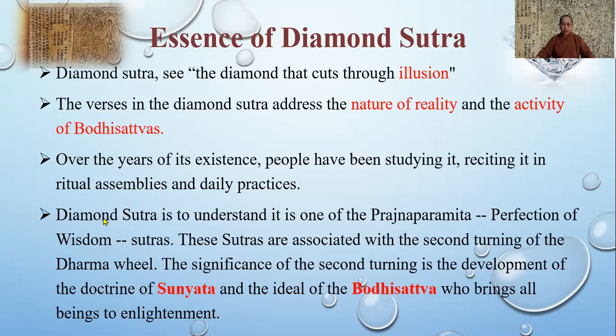In the last, this Diamond Sutra is to understand the Prajnaparamita, but in here it says that this sutra is associated with the second turning of the Dharma wheel. Then you will ask me, remember, what is the first turning of the Dharma wheel? The first turning of the Dharma wheel is the Four Noble Truths. The Four Noble Truths is the reality of this phenomenal world, of us, the reality of suffering, the reality of the cause of suffering.